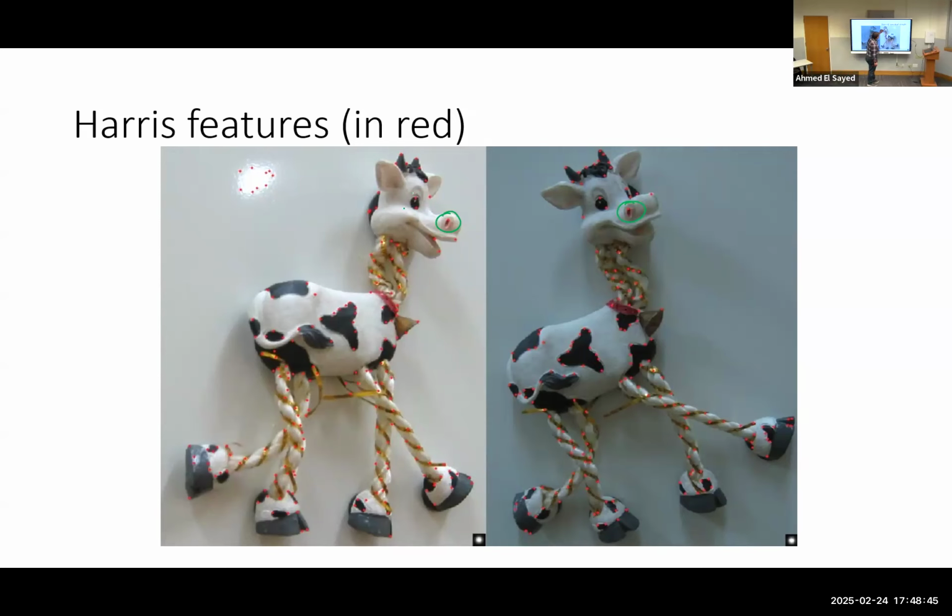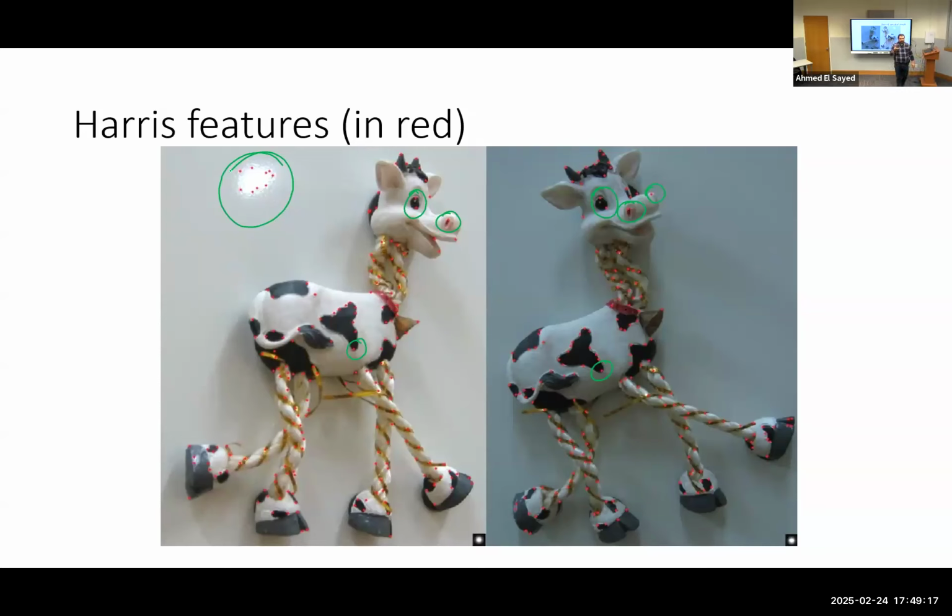Here I found two corners. Did I find two corners here? Here I found a corner. Here I found a corner. Did I find any corner here corresponding to it? A problem. Here I found corners. Did I find any corners here corresponding to it? So this is one of the drawbacks of the corner technique.